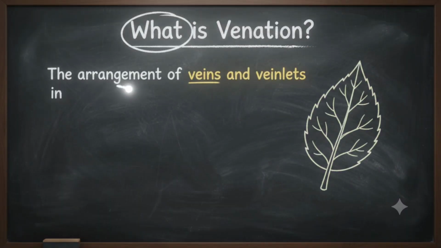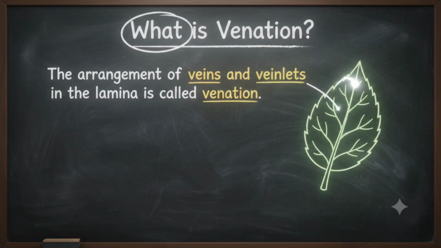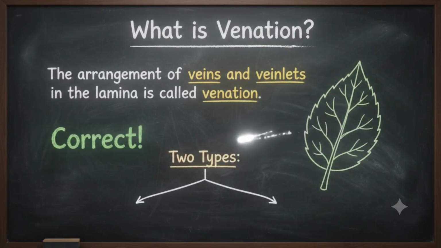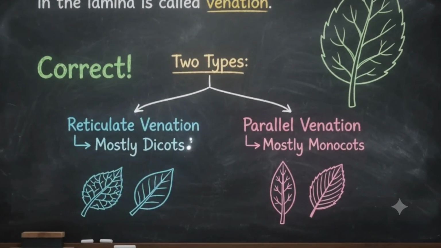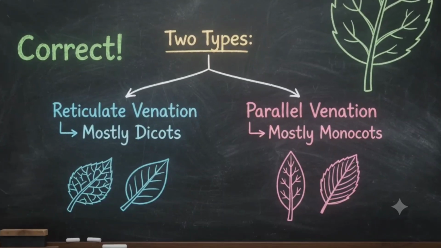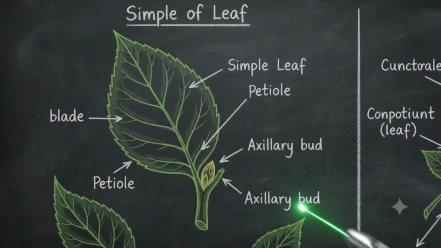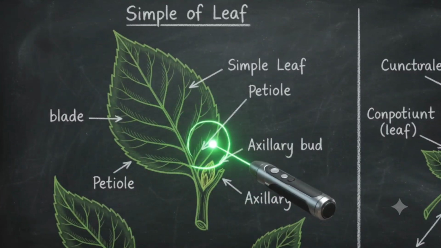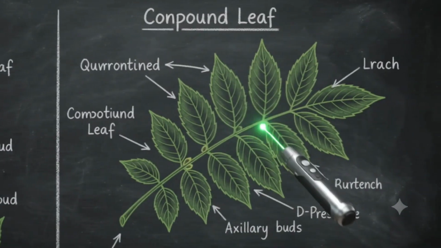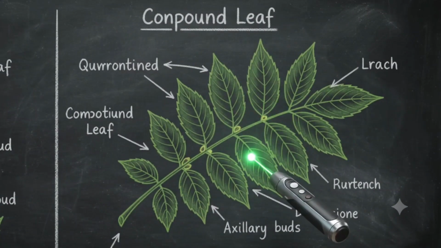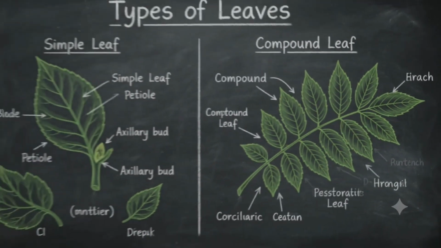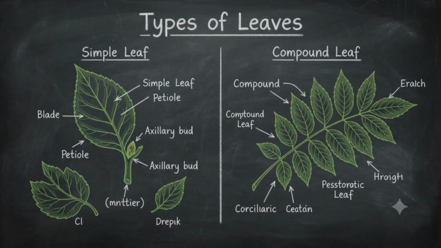The arrangement of veins and veinlets in the lamina is called venation. Correct. Two types is parallel venation, mostly monocots. A simple leaf has a single, undivided blade. In compound leaves, the blade is divided into separate leaflets.